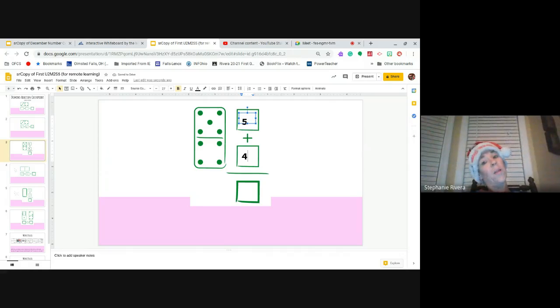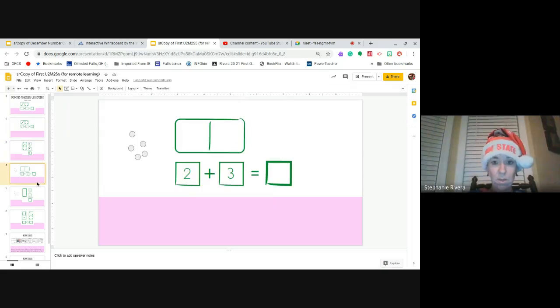Now, some of you might like to do the double, 4 plus 4 plus 1 more. Some of you might like to start at 5 and count up 4 more. Maybe you just like to count all the dots. What did you find was your answer? Oh, I heard you yell it out. You're right. Ding, ding, ding. 9. Whatever strategy you like to use to add those dots, that's the strategy you should use.